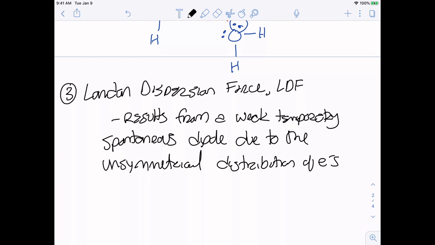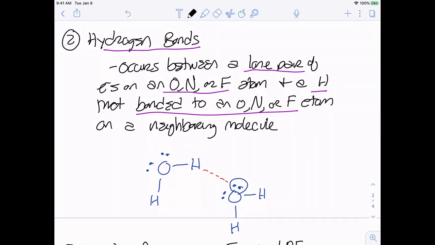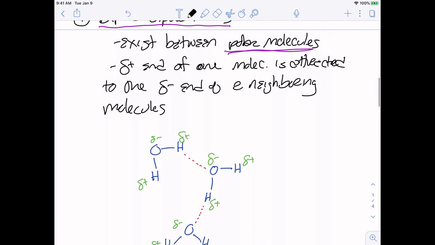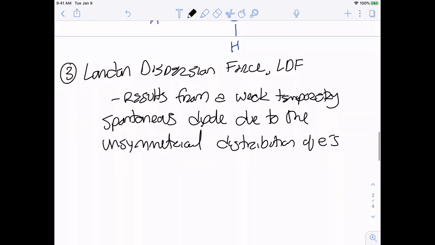So we have these weak temporary dipoles that happen. And they happen because of the unsymmetrical distribution of electrons, and that's actually in an electron cloud. So if you have electrons, it doesn't have to be a compound. It could just be an atom, something like argon. Argon would have these. So if you have electrons, you can have London dispersion forces. So this is the only one that our non-polar molecules are going to have. To have hydrogen bonds, it's going to be polar. It has to be polar to have dipole-dipole forces. So this is the only one that non-polar molecules are going to experience.